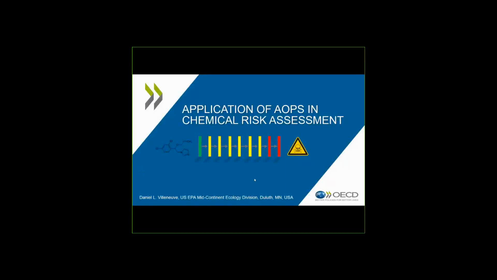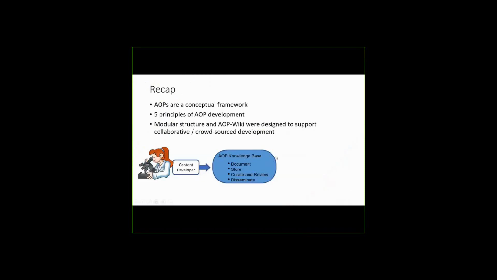Thank you. Great. Okay, so in the third presentation, what I wanted to focus on is the application of adverse outcome pathways in chemical risk assessment. And so thus far, just to recap what you've heard so far, we know that adverse outcome pathways are a conceptual framework to help us organize existing knowledge and better utilize that knowledge in various types of regulatory decision making, to guide research and so on.